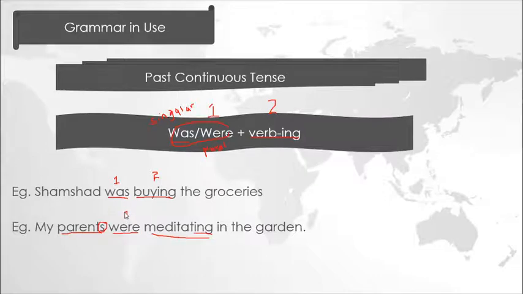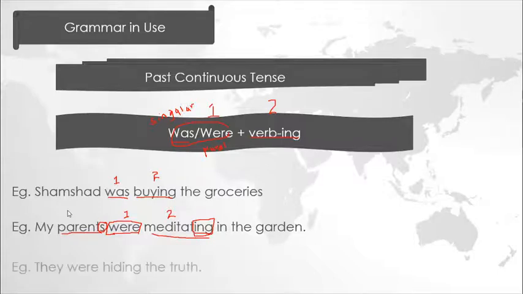Were is the first component, meditating the second component, with ing in the garden. So this is a past continuous tense, which shows when they were meditating in the past. They were meditating, which means this action has taken place, right? And this ing shows the continuity in the past, which means they were meditating, not they had meditated. It was something which was continuing in the past.